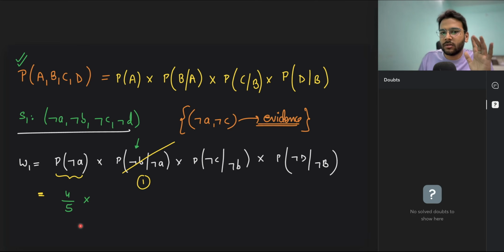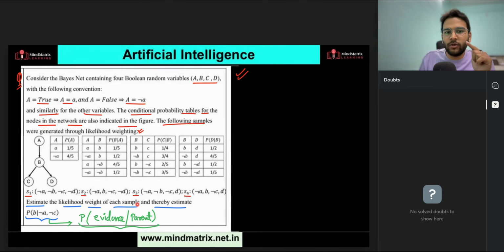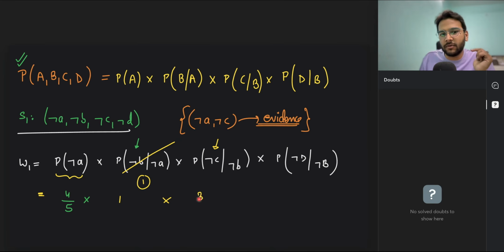Understood? What about this one? Probability of, so we can write here 1 multiply probability of not of C or not of B. We are focusing on this part, right? Evidence part. Not of C, yes, it is part of evidence. So this cannot be 1, right? What is the value here? Not of C and not of B. It is 3 by 5.